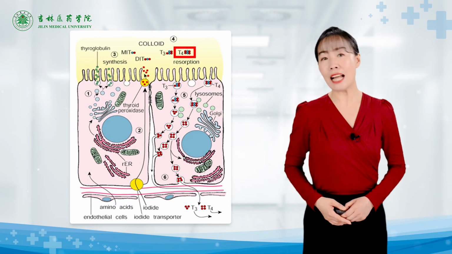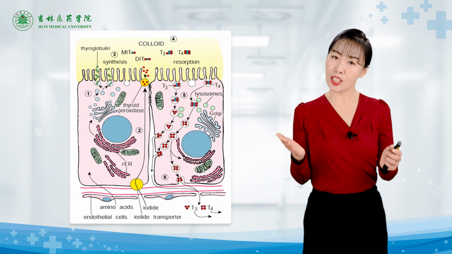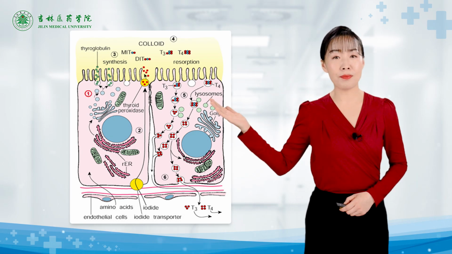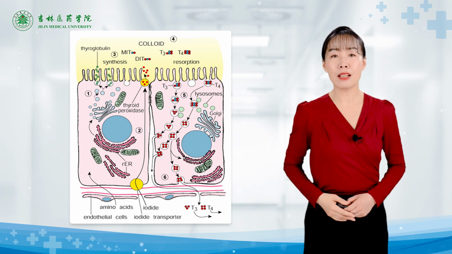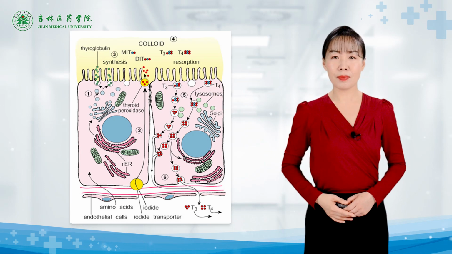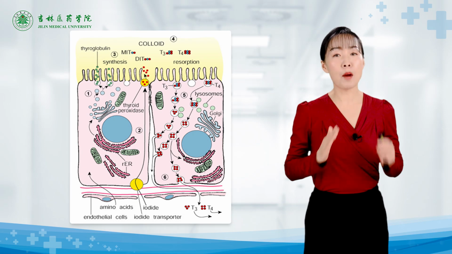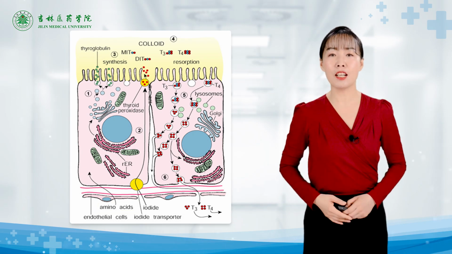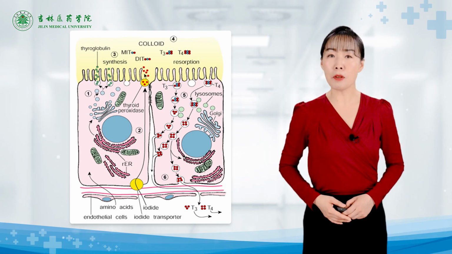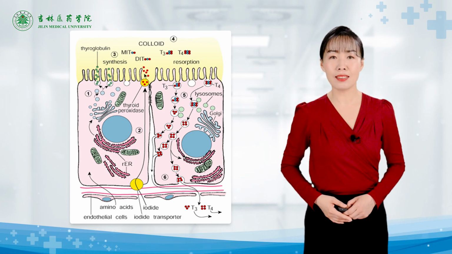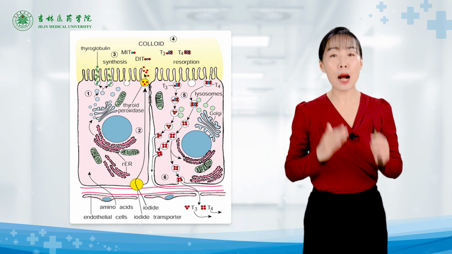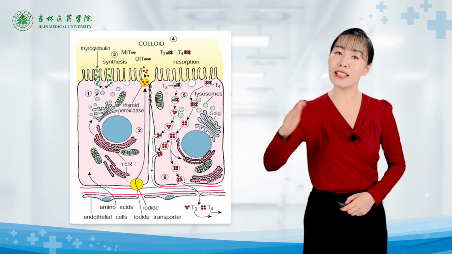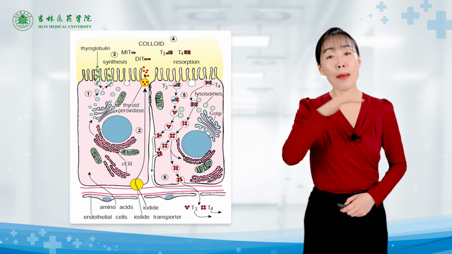Synthesis of T4 and T3. It is very important. You must understand. Step 1. Synthesis of thyroglobulin. Amino acids are absorbed from the blood capillary through the basal surface to the RER to form thyroglobulin, which is added carbohydrate in RER and GC, and then released to the lumen through the apical surface.